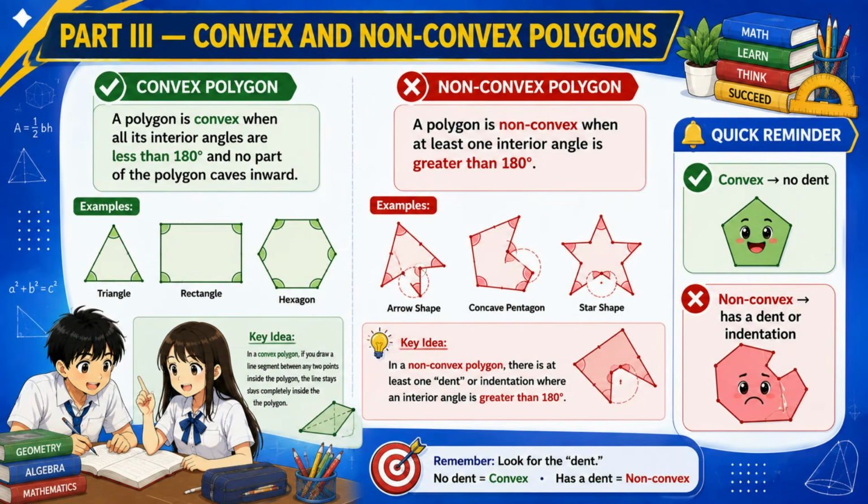To identify a convex polygon, imagine connecting any 2 points inside the figure. The connecting line stays inside. A non-convex polygon has an inward dent. That dent creates an interior angle greater than 180 degrees.